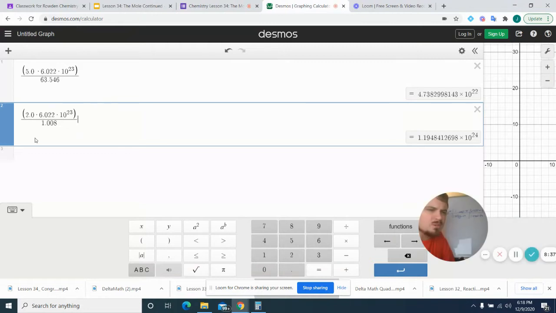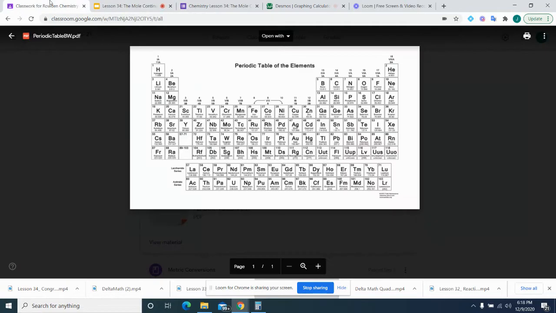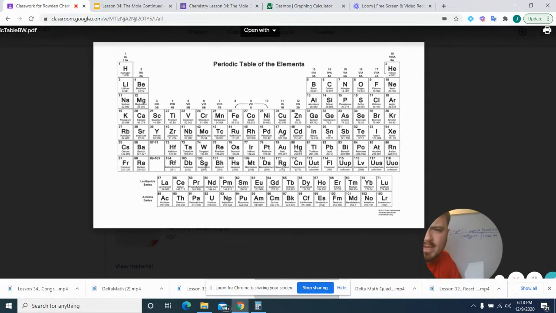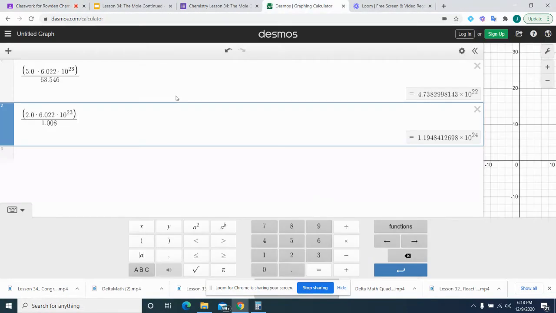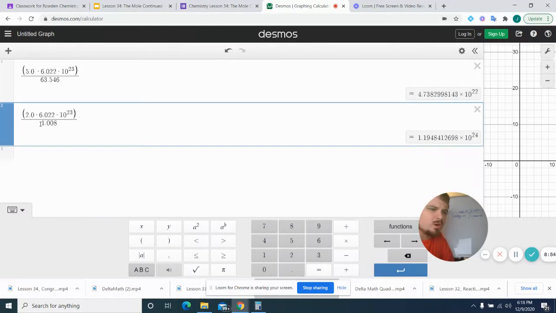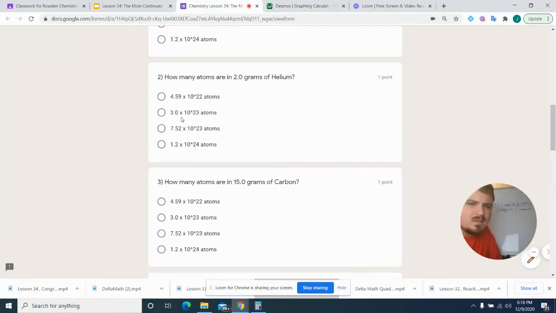Now it's 2.0 grams of helium. You know what I'm going to do? Watch how I'm going to shortcut this. It's 2.0 grams of helium. We'll end up doing 6.022. The only thing that will be different is the mass of helium on bottom. And the mass of helium is 4.003. So the only thing that changes here on bottom, we're going to do 4.003. And we get 3.0087 times 10 to the 23rd. That would be the 3.0 times 10 to the 23rd.